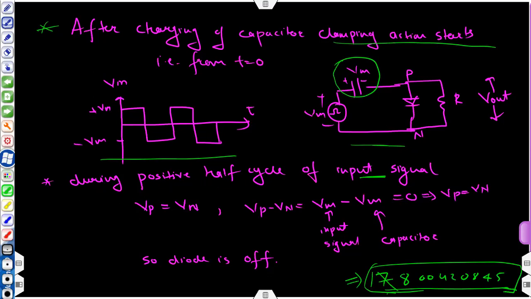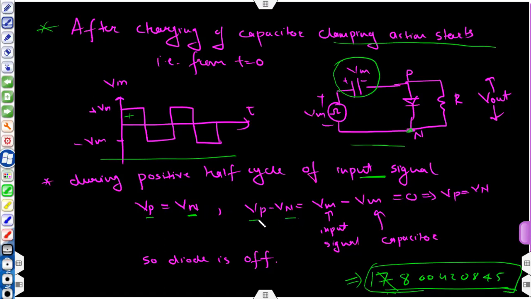Okay, so during the positive half cycle of the input signal, a straight line of magnitude Vm, plus will be at the top wire, minus will be at the bottom wire. So you can see that at the end terminal, this is connected to this minus and the magnitude is Vm, and the P side of this diode is connected again to the minus terminal of this capacitor. So it is this kind of situation, Vp is equal to Vn. Okay, and Vp minus Vn.